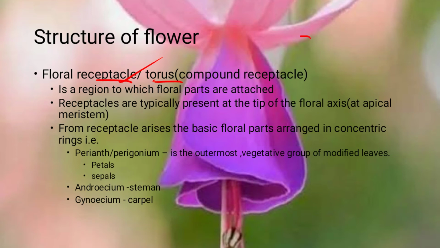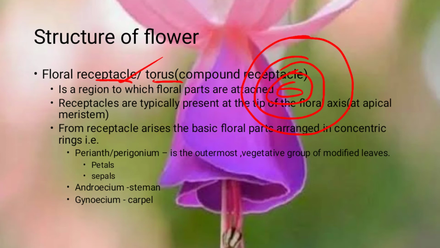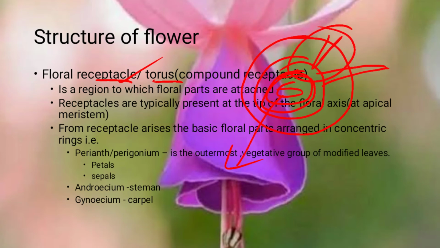The floral arrangements, as I told you in the last slides, are in 4 different whorls. These whorls are spirally arranged or it might be radially arranged. These whorls are distinguished into 2 types, that is fertile whorls, which produce the gametes, and the sterile or vegetative parts of the flower. The 2 outermost parts are vegetative in nature, they do not directly help in the production of the gametes, but they indirectly support the formation of the gametes.